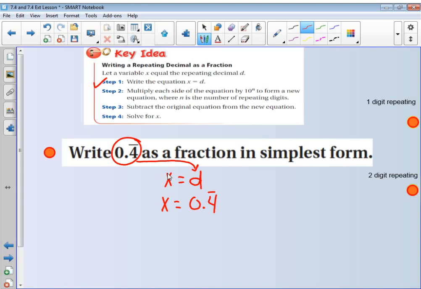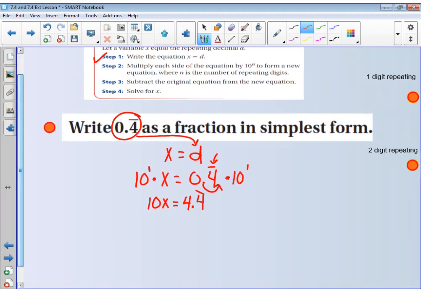Second step, we're going to multiply each side of the equation by 10 to the power of n, where n is our number of repeating decimals. So here we only have one number that's repeating. So we're going to take each side times 10 to the power of 1, because there's only one repeating digit, which is really saying times 10. So really that becomes 10x. If I take this times 10 to the power of 1, we're just going to take 0.4 times 10, or in other words, we're going to move our decimal one place. Now, when we do this, remember that it is a repeating number. So it becomes 4.4 repeating because the 4 is repeating. Okay, so that was our second step.